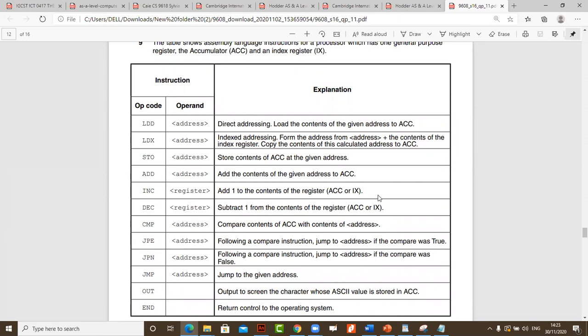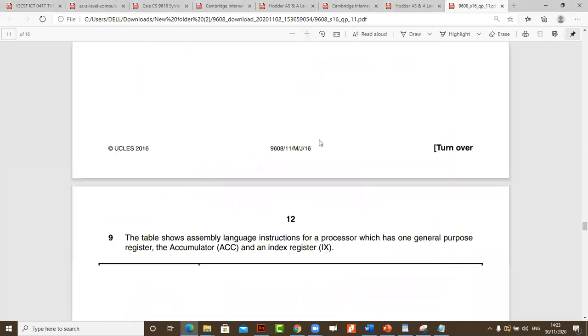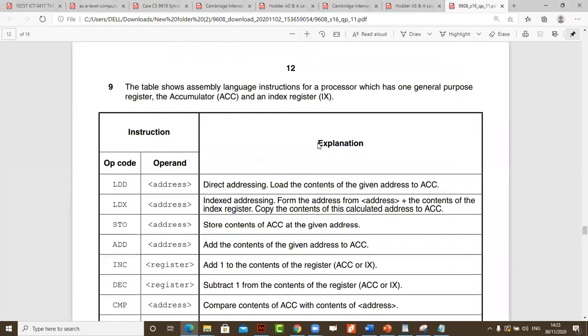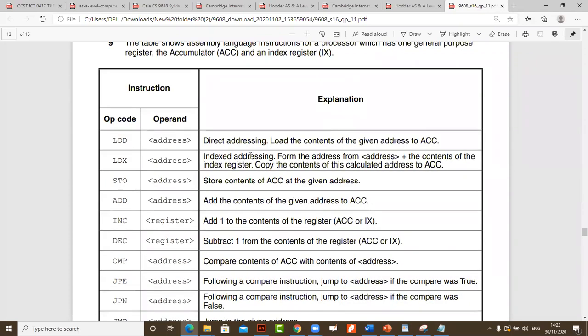विद दिस। इससे पहले लेट मी जूम इन। Okay, the table shows assembly language instructions for a processor which has one general purpose register. One general purpose register, एक register है, the accumulator and the index register. ठीक हो गया, ठीक है. And this is the opcode instruction. This is the operand. Okay.